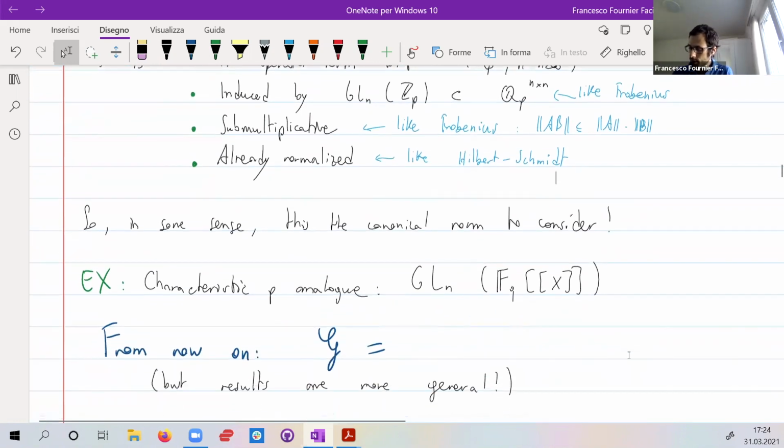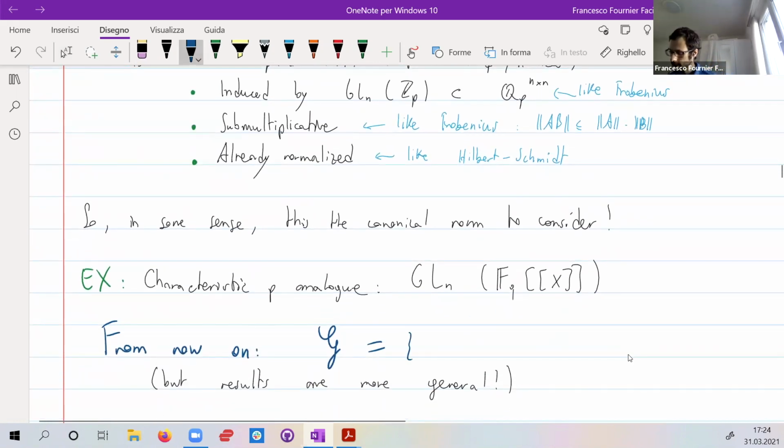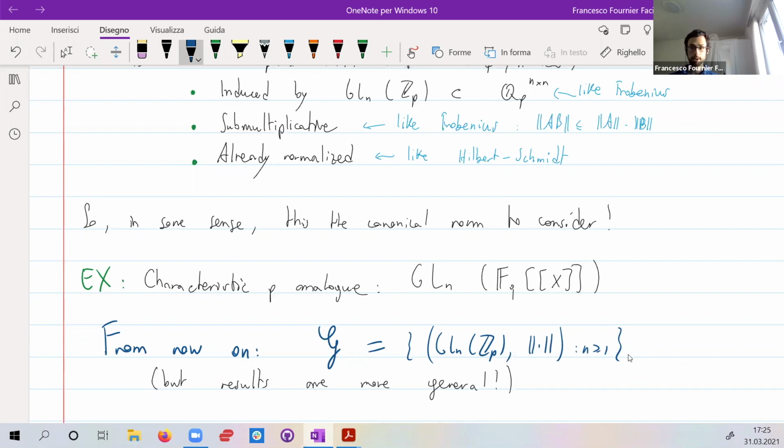But from now on, I'm just gonna let G be this family of GL_n(Z_p) with the metric induced by these norms. And I'm gonna study stability with respect to those, but I am always just gonna use what I need to use, and it's gonna be clear from my arguments that everything works in much greater generality, and I'm just focusing on this case for concreteness. Are there questions so far? All right. So we can now move to stability.